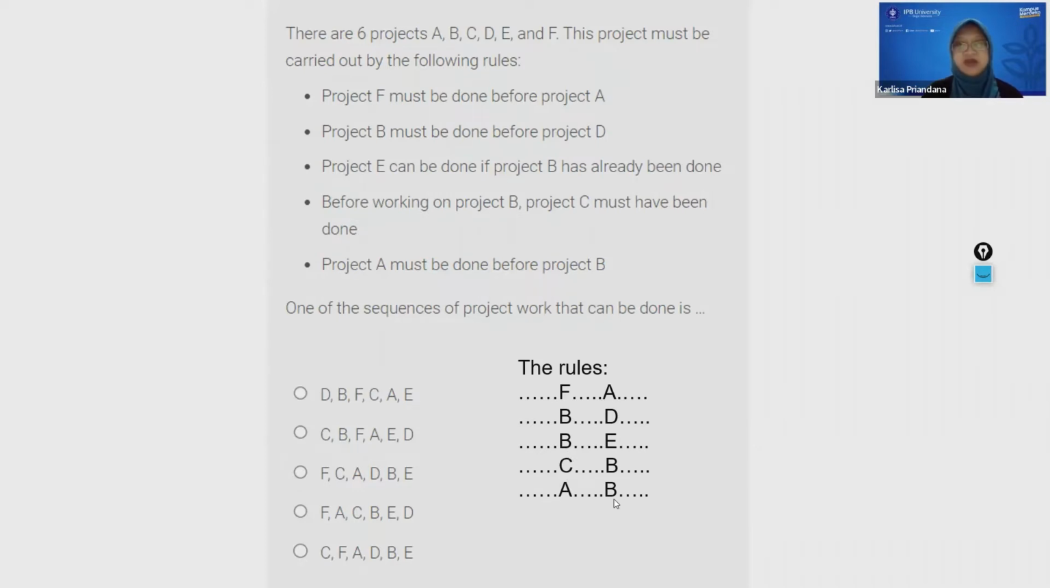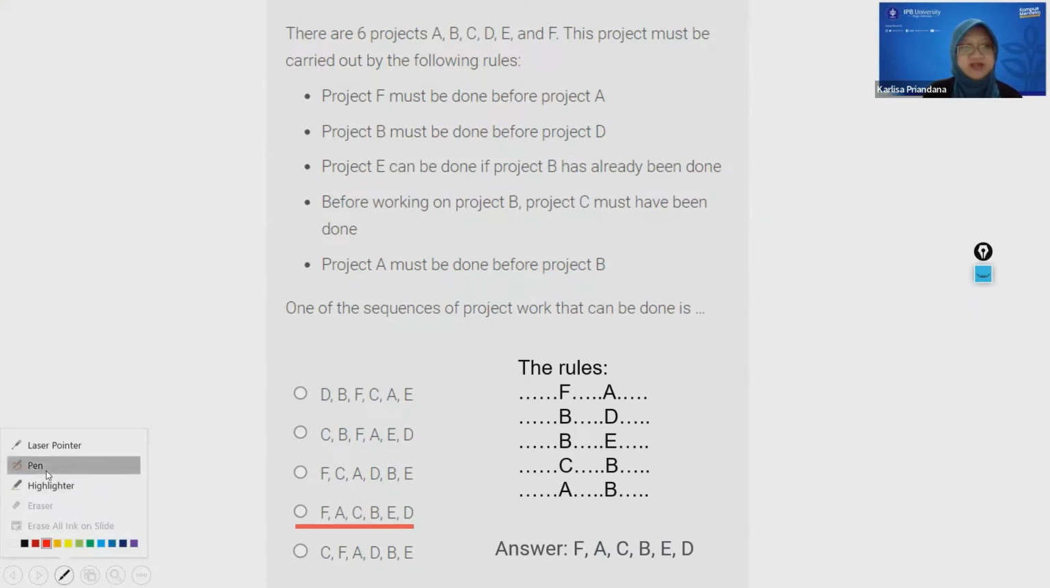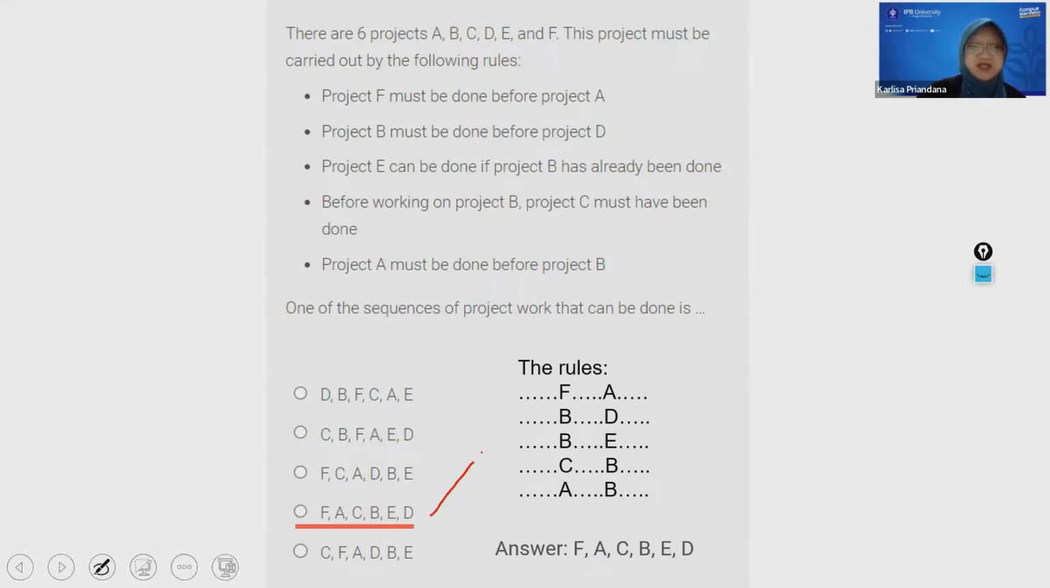So the important thing in solving this problem is to understand the meaning of all of this. After understanding that and knowing the rules, you will know the sequence of project work that can be done is this one. Why? Because this is the only option that follows these rules. So I think it's quite clear for this one. It's quite easy, actually. Okay, let's move on to the next question.